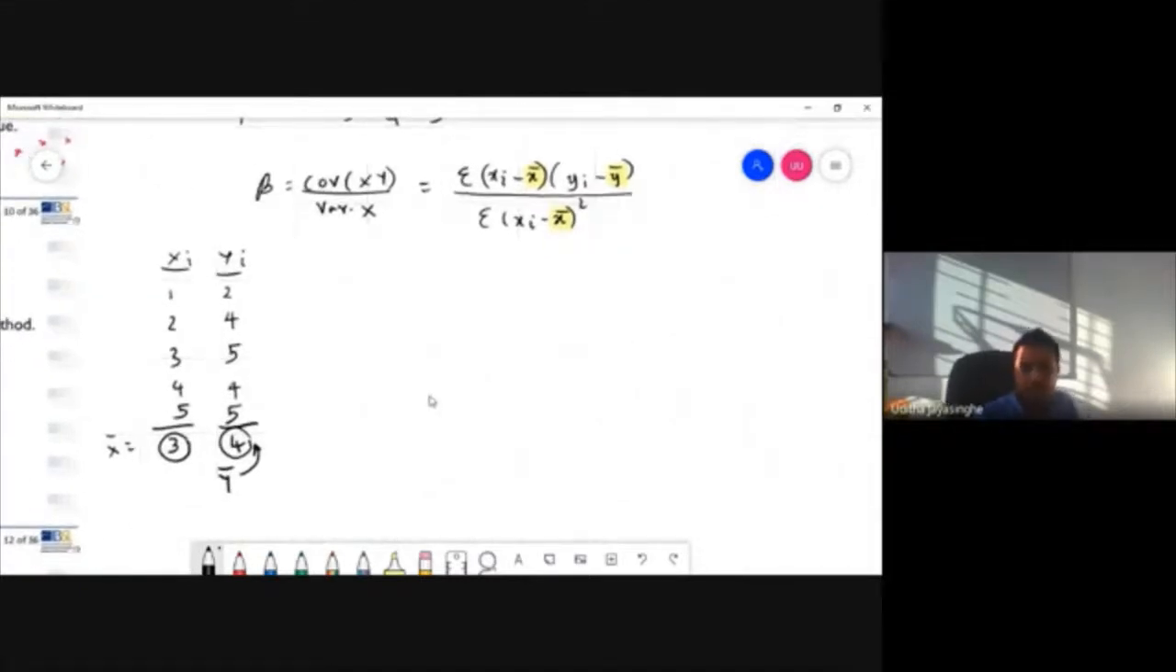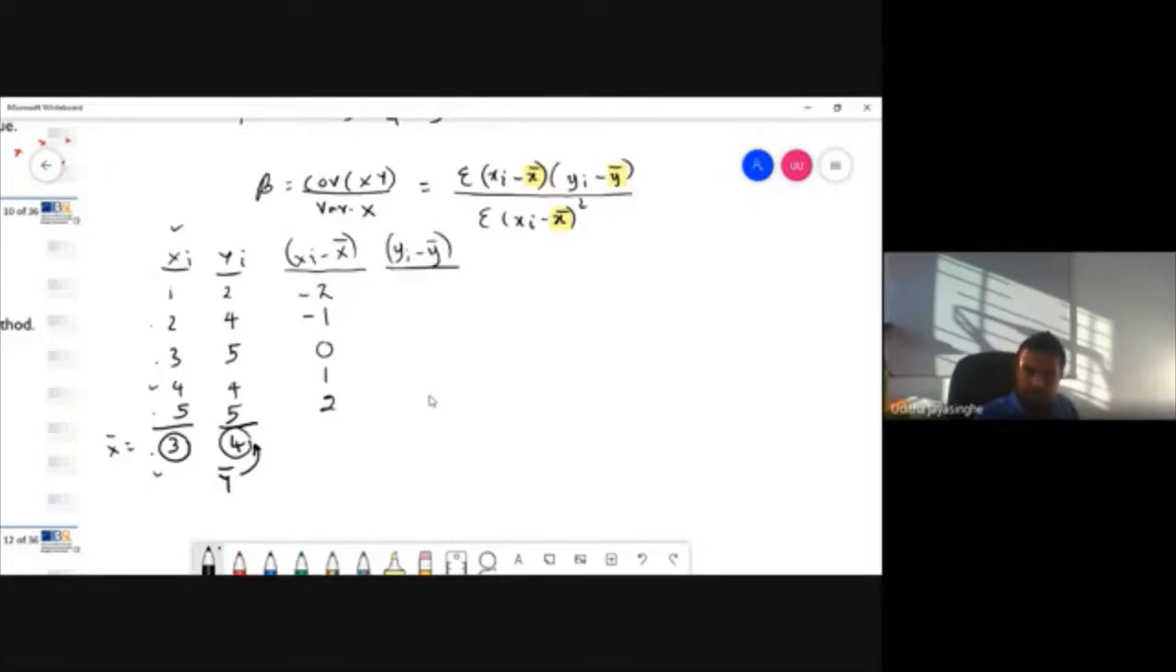compute these points. So the first one I'm going to select is xi minus x bar. How do I calculate it? I have the xi column here and I know the x bar value over here. Xi column individual 1 minus 3 is going to give me a negative 2. 2 minus 3 is going to give me a negative 1. 3 minus 3 is going to be 0. 4 minus 3 is going to be 1 and 5 minus 3 is going to be 2. Fine. One aspect is completed. So the second one is yi minus y bar.